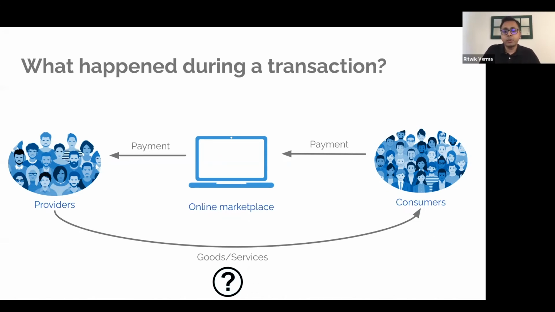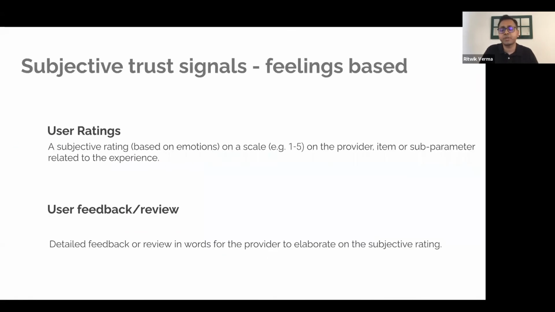Just take the example of Uber. Even if you measure the average speed with which the trip was done, or the route that was taken, or the amount that was charged to the buyer, these are all objective data, but you don't know how the rider felt while they were in the car, or how the driver made them feel during the ride. And to fill that gap in terms of signals and understanding of customer experience, most of the marketplaces employ the second type of signal, which is subjective trust signals.